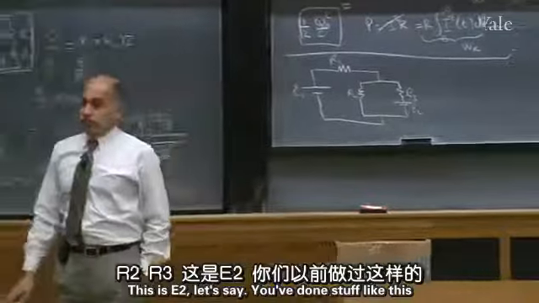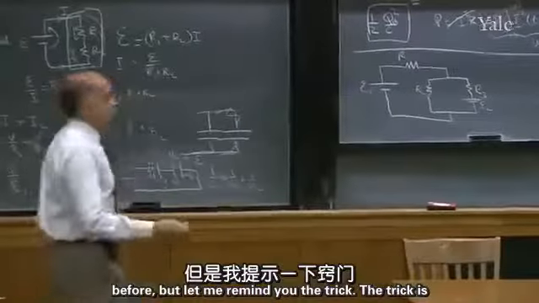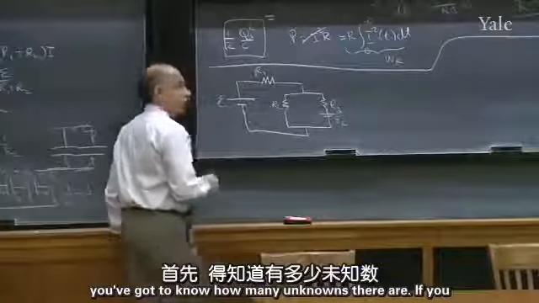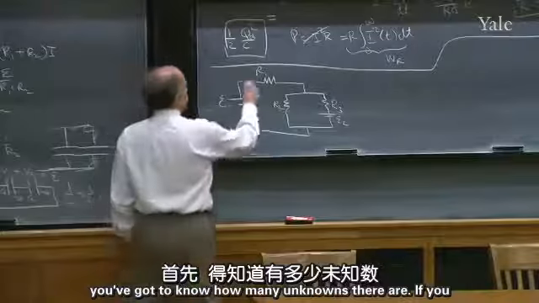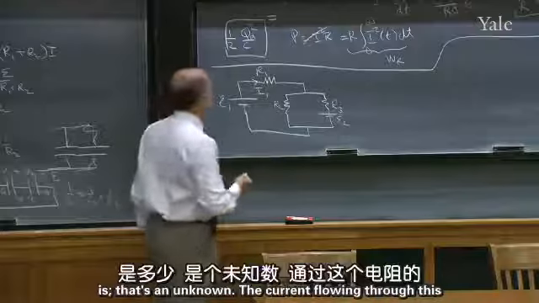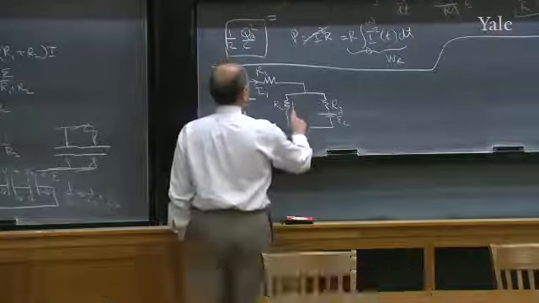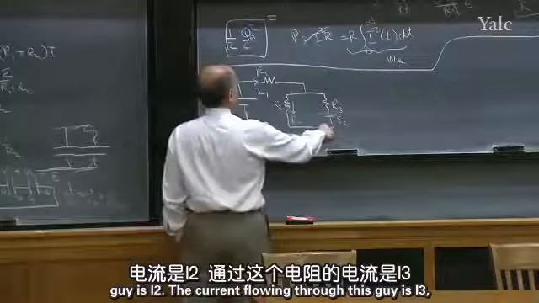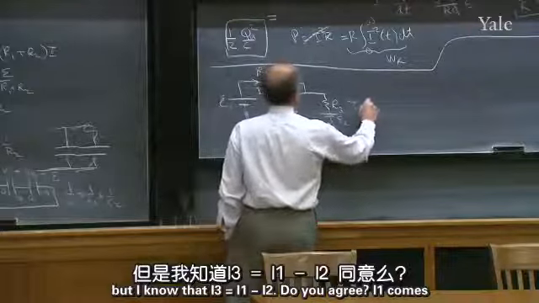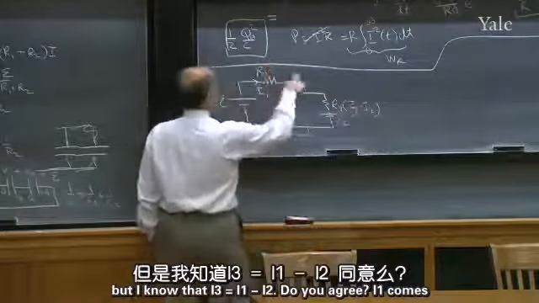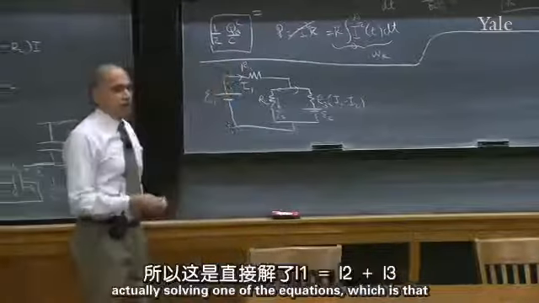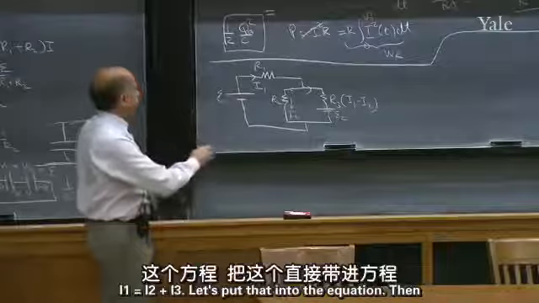Now, you've done stuff like this before, but let me remind you the trick. The trick is very ancient. We all know what the trick is. First, you've got to know how many unknowns there are. So you can say the current here is I1. I don't know what I1 is. That's an unknown. The current flowing through this guy is I2. Current flowing through this guy is I3, but I know that I3 is equal to I1 minus I2. Do you agree? I1 comes here. If I2 goes there, I1 minus I2 goes there.